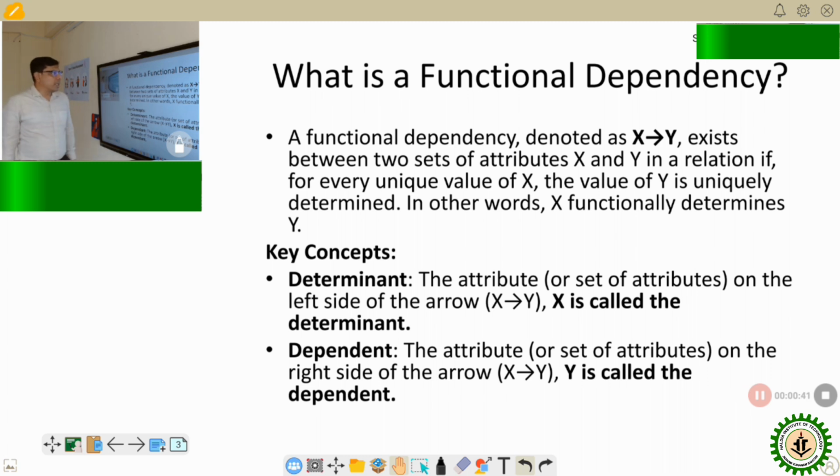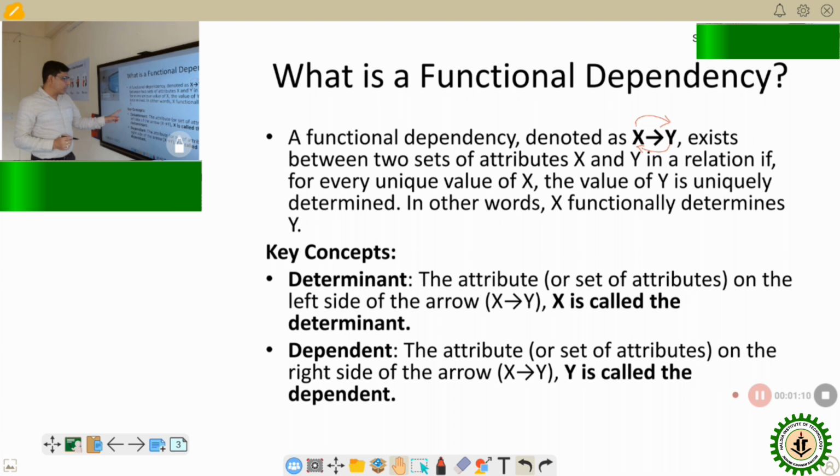Actually, a functional dependency means the relationship between two attributes. Suppose X is an attribute and Y is another attribute. So, what is the dependency between these two? Actually, X arrow Y means X uniquely determines Y from the table, and Y is dependent on X.